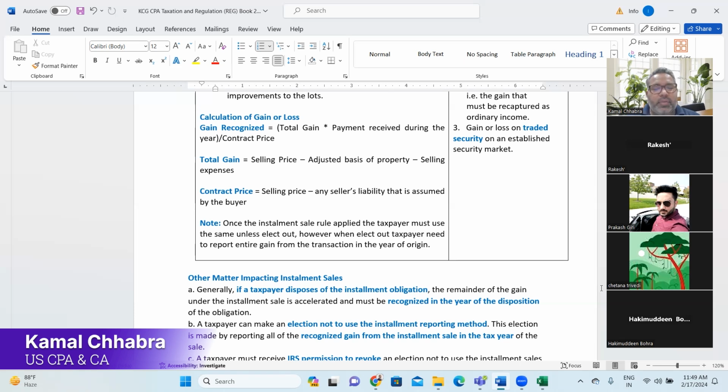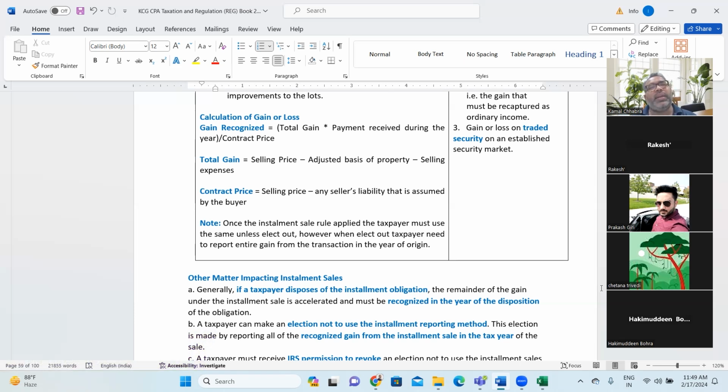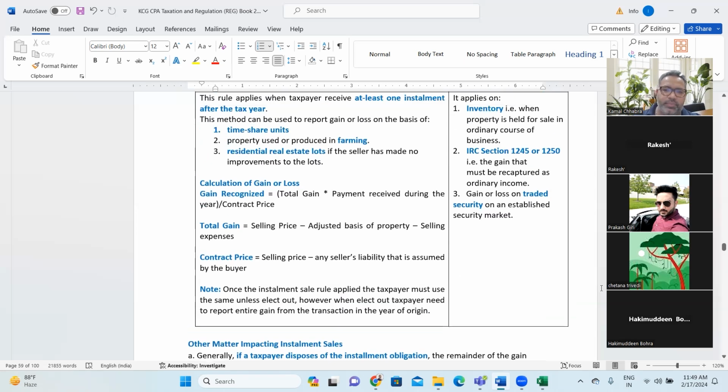Right. Coming back to this note, what it's saying. If you are using the installment sale rule, then you need to consistently follow that rule in the years. If you are changing, first you need to take the approval of the IRS, plus any past income which you have not recognized, because you are recognizing based on collection, all that income you need to recognize in the year when you are changing the rule, right? And you need to pay taxes on all of it. Clear so far, this table?